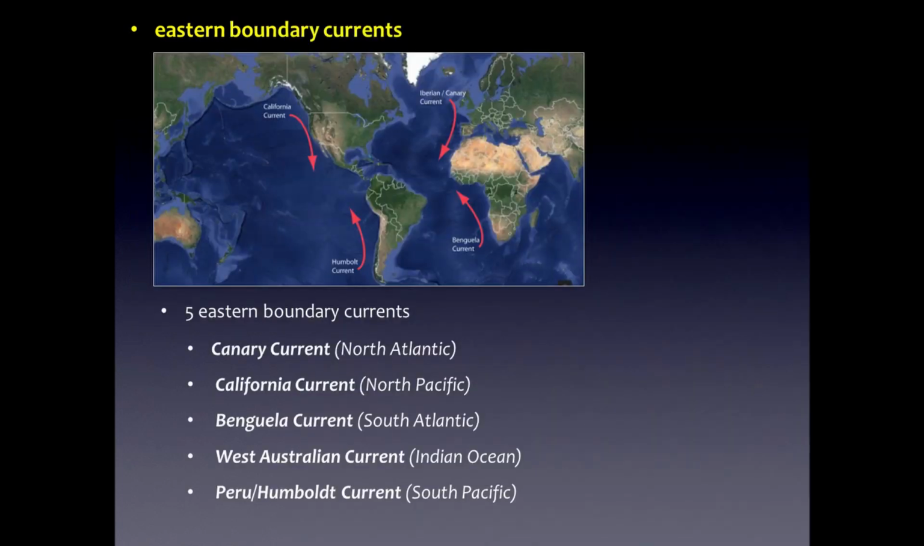Just as we did with the western boundary currents, we have 5 eastern boundary currents as well. This map only shows 4 of the 5. The Western Australian Current, which operates in the Indian Ocean, just sits off the coast of Western Australia, and it's covered up by the border in this image. So we have the Canary Current and the California Current, which are in the northern hemisphere, and the Benguela Current and the Peru Current in the South Atlantic and South Pacific, respectively.